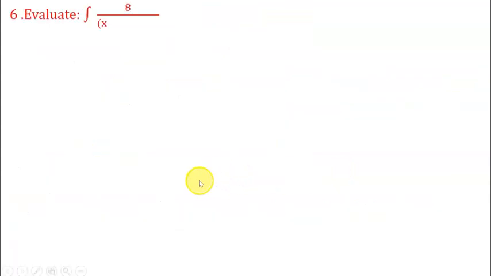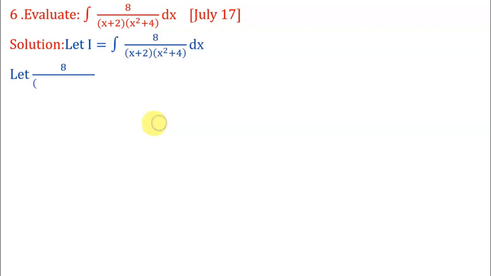Now next example, evaluate integral 8 upon in bracket x plus 2 into x square plus 4 dx. This example was asked in the July 17 examination. Now this type is also very important. Now the solution. I is equal to integral 8 upon x plus 2 into x square plus 4. This type is very important. That is, 8 upon x plus 2 into x square plus 4 equals a upon x plus 2, plus bx plus c upon x square plus 4.